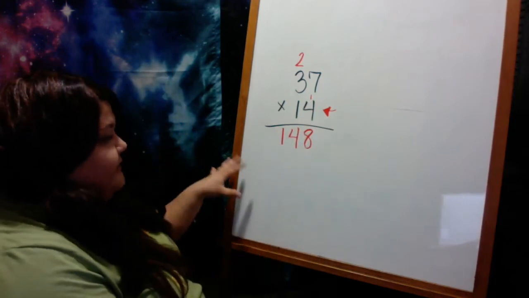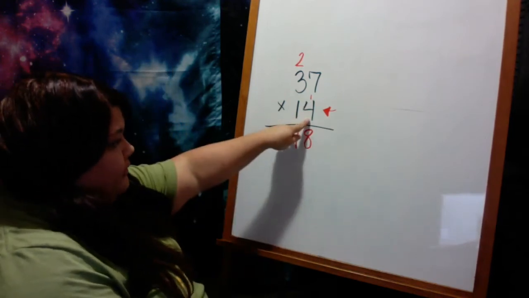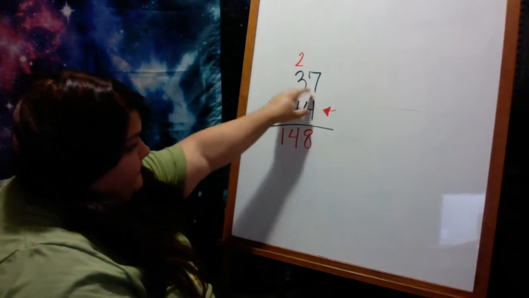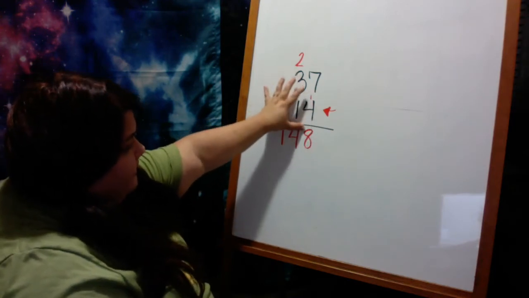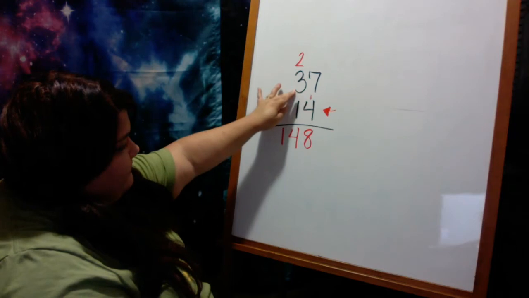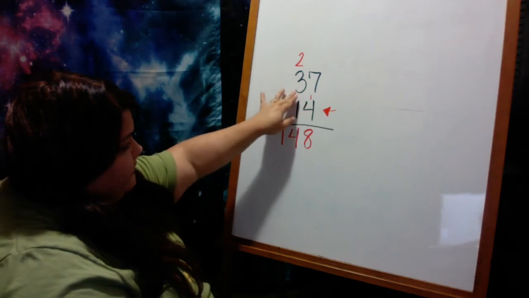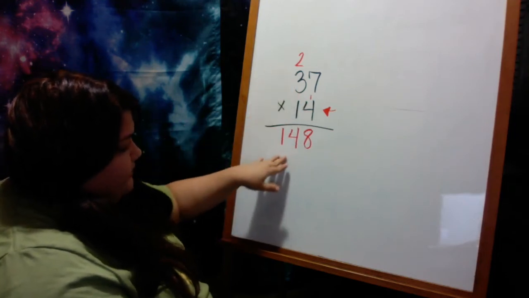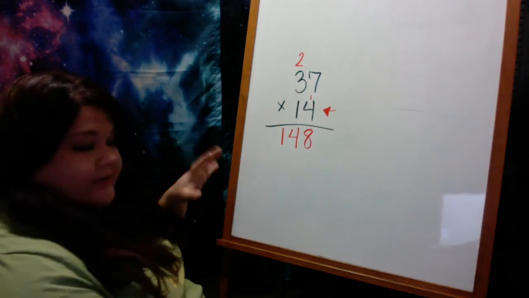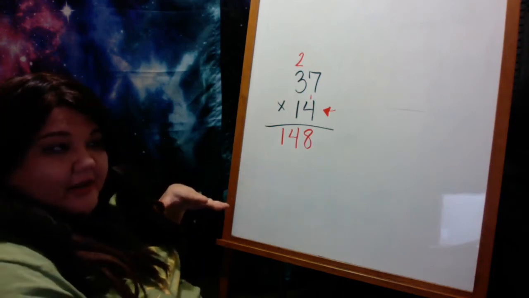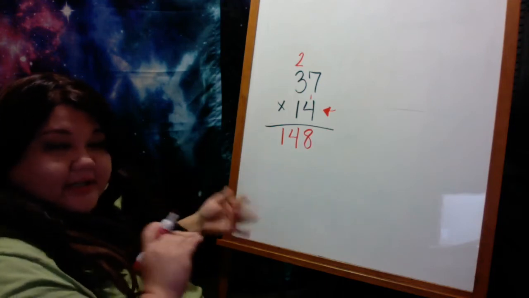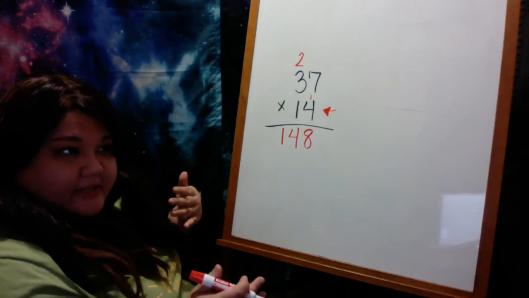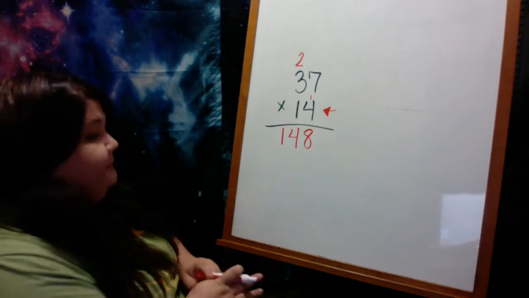Okay, so I multiplied everything by the 4. I multiplied 4 times 7 and got 28 right there. And it looked like 4 times 3, but it was really 4 times 30 plus that 20, and that's where that 140 came from. So this is matching the area model. It's just like a shortcut. I don't understand how the place value works, but I can do the math.